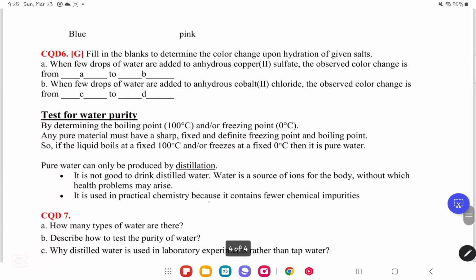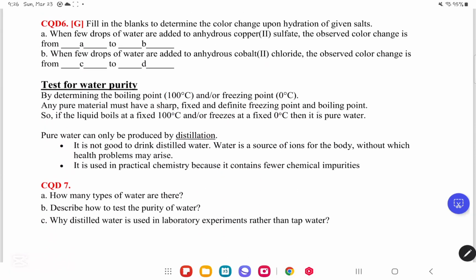We move on to CQD number 6. They want us to fill in the blanks, okay? When a few drops of water are added to anhydrous copper sulfate, we know that anhydrous copper sulfate will go from white to blue, okay? When a few drops of water are added to anhydrous cobalt chloride, we know that cobalt chloride will turn from blue to pink. So just keep them in mind. They're not that difficult. It's very easy.